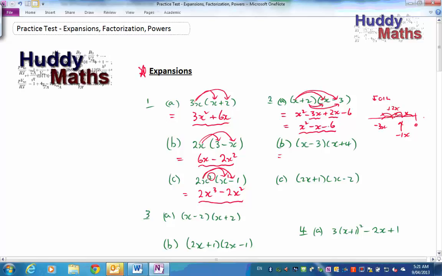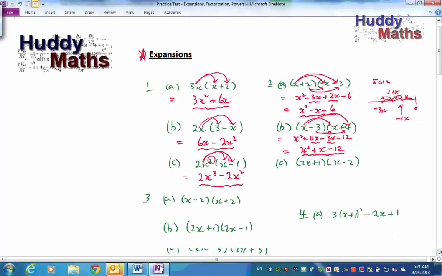It's another FOIL, so it's x by x is x squared. X by 4 is plus 4x. Neg 3 by x is neg 3x. Neg 3 by 4 is neg 12. Therefore, the answer is x squared, collecting up the x's, 4x take 3x is 1x, or we just usually put just x. And take 12 on the end. Okay, how are you going?